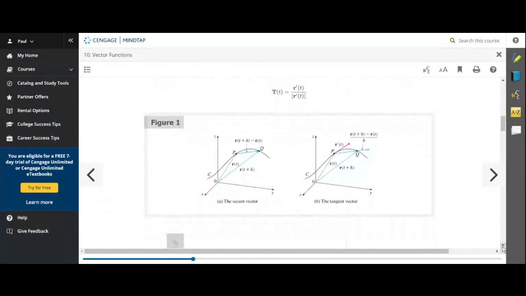Here's a picture in figure 1. In figure 1a, they draw two position vectors, r of t and r of t plus h. And then they take the difference between those two vectors, and you know how to add and subtract vectors. So the vector r of t plus h minus r of t is the vector that goes from point P to point Q.